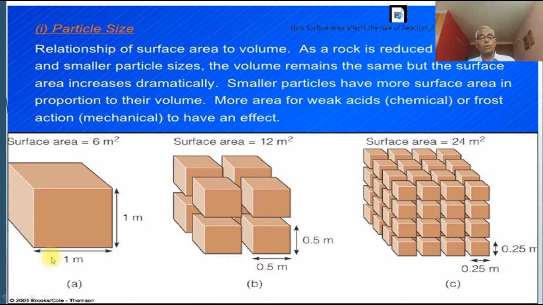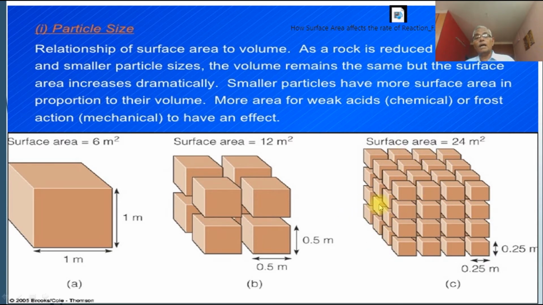So each cube, the 1 meter cube, will be divided into 0.5 meter by 0.5 meter cubes. Likewise, when you calculate, because each cube has 6 faces, 0.5 into 0.5 is 0.25 meter square, and if you add all the 8 like this, then we get a 12 meter square surface area. Now again I divide into 4 parts, 1, 2, 3, 4, 1, 2, 3, 4.